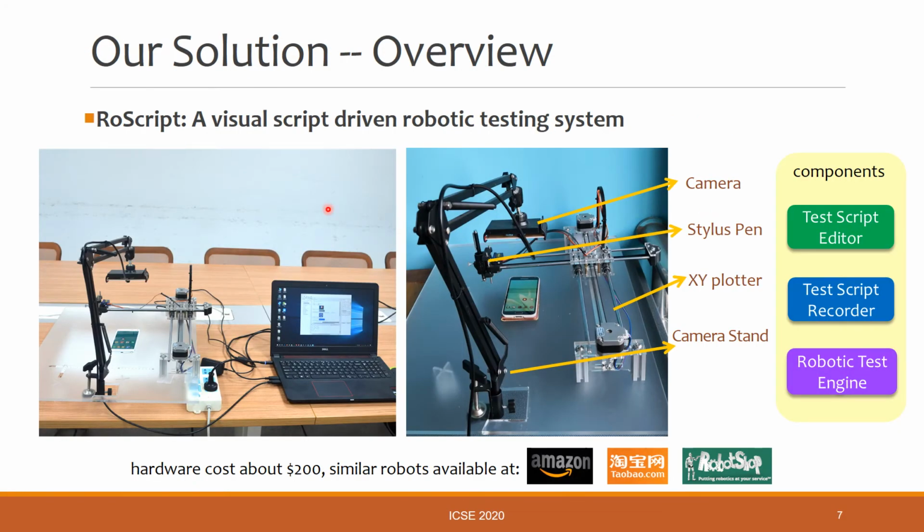We address these challenges in our RoScript test automation system. The system looks like this. We use an XY plotter to conduct GUI actions. The XY plotter is widely used in personal writing and drawing, and widely available. We use a camera to get the GUI states, and we use a stylus pen to touch the screen.